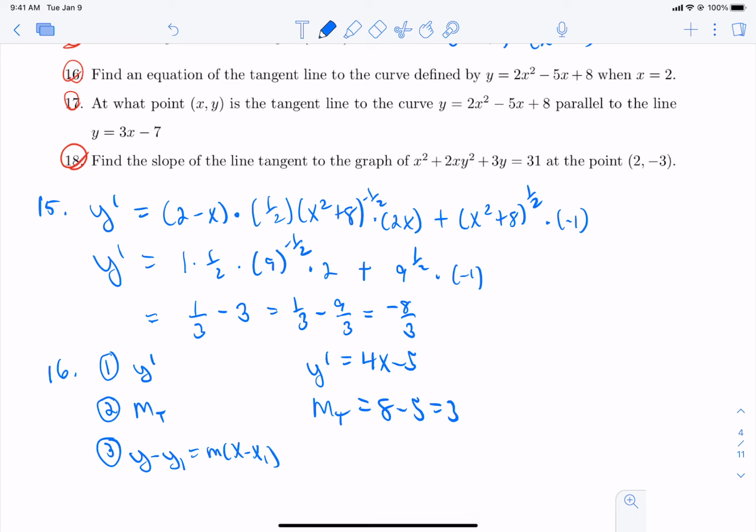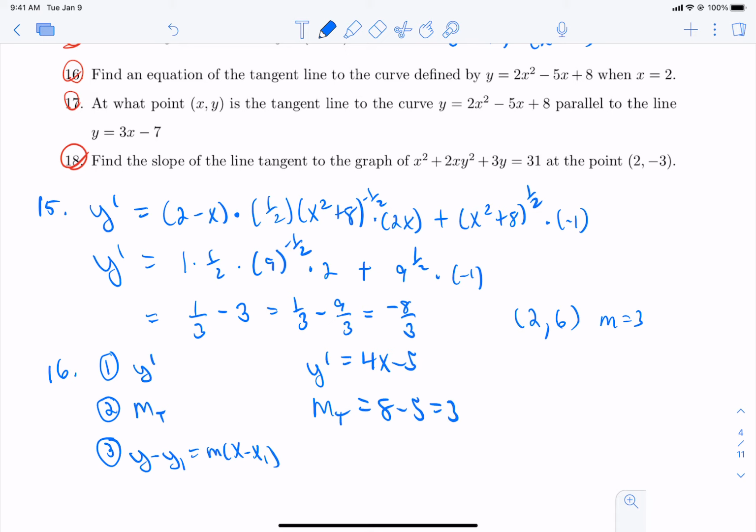Now, as soon as we know the slope of our tangent, we can use that in the point-slope formula. But the point-slope formula needs a point and a slope, so make sure you have a full point. They didn't give us a full point, did they? They just gave us the x. But we can find the full point if I plug in 2 into the original, because it's a point on the original function. That would be 8 minus 10 plus 8, which is 6. So the point I'm going to use is (2, 6). I just plugged 2 into the original function. And the slope I'm going to use is 3. And now I just plug into the point-slope formula, and I get the equation of the line.